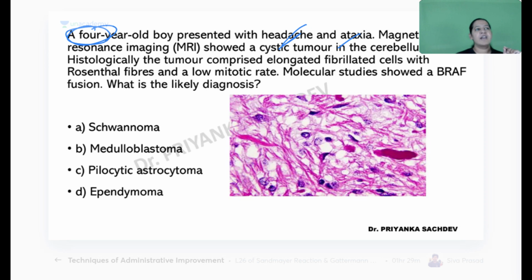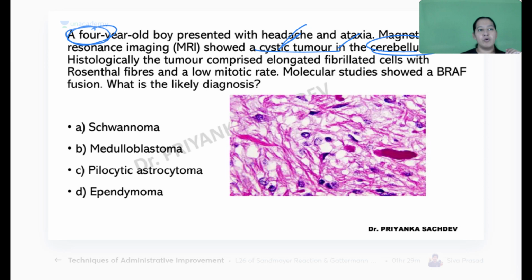4-year-old child. We have done an MRI. On MRI, we find a cystic tumor in the cerebellum. Now, location of the tumor in brain is very typical. It is in cerebellum, not in cerebrum. It is in cerebellum. So, in a child, in cerebellum, which tumor is most common?